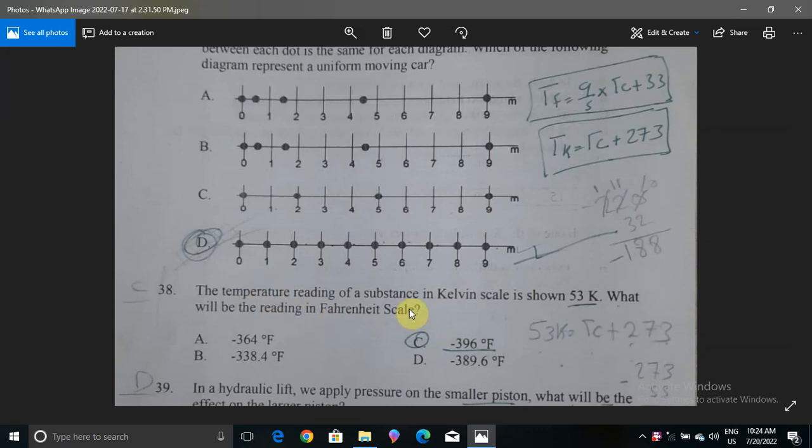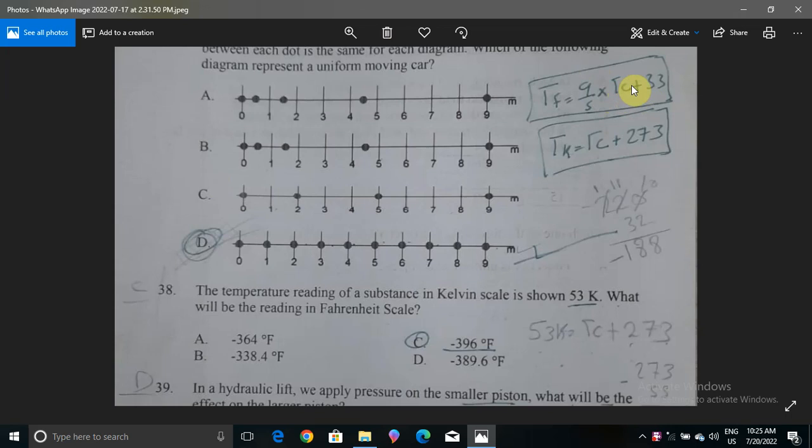The temperature reading of a substance on the Kelvin scale is shown as 53 Kelvin. What will be the reading on the Fahrenheit scale? If we have degrees Celsius and want to change it into Fahrenheit, we use this formula: Fahrenheit is equal to 9 over 5 times Celsius plus 32. For Celsius converted into Kelvin, Kelvin is equal to the temperature in Celsius plus 273. So first, 53 Kelvin is equal to TC plus 273.